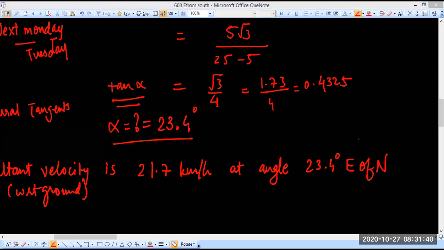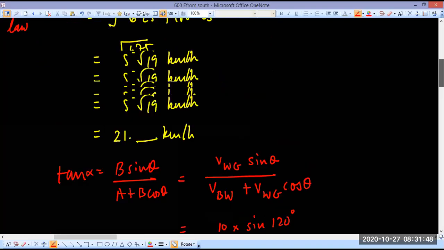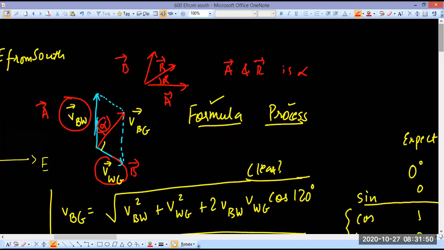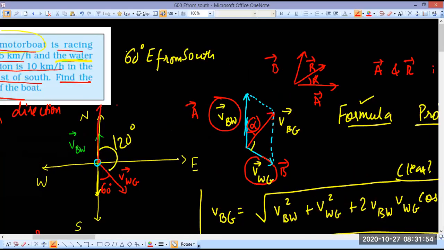Yes, the final conclusion, right? See, why is it east of north? Let's just go and revisit that diagram. East of north means, first of all, you look towards north. From there this angle is 23.4 degrees, correct? So from there you go towards the east side. Here is where you have the resultant. I hope you understood that, right?